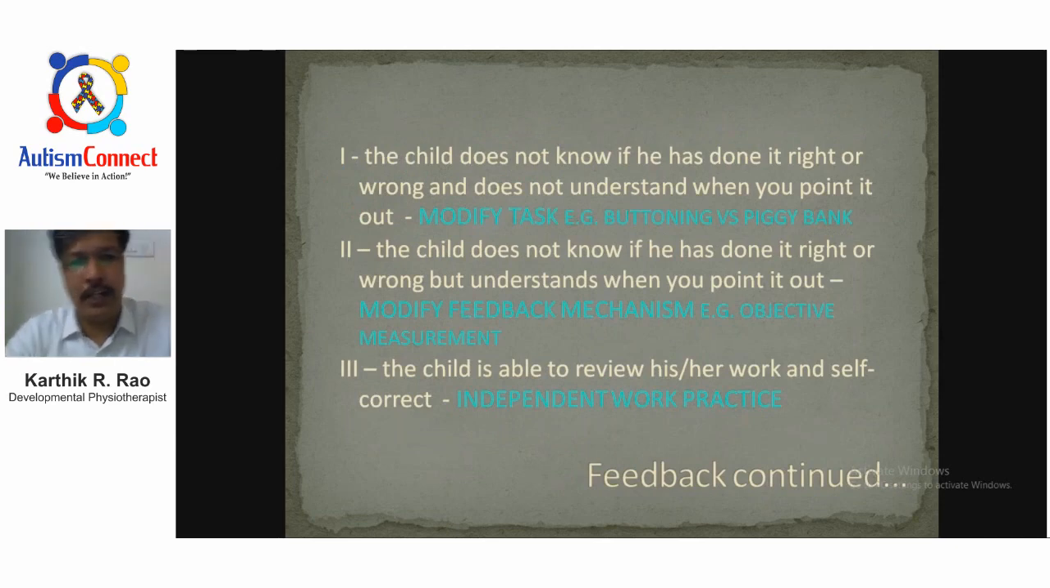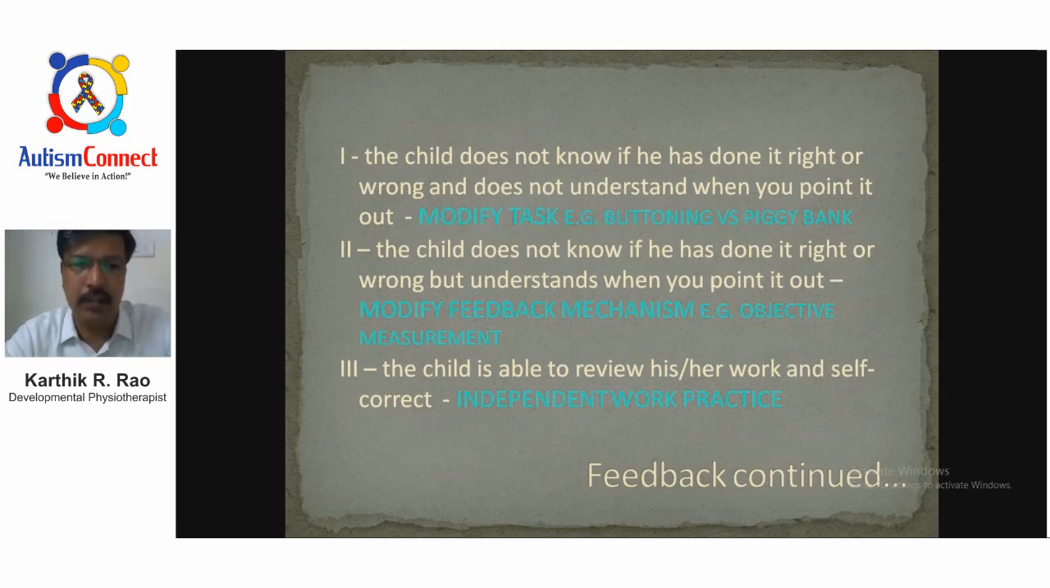So I always try to see at which level the child is. I just try to put it into three levels. In the first level, the child does not know if he has done it right or wrong, and does not understand when you point it out. You're saying that this is wrong, but he's not sure. You always tell the child look down, concentrate, and all those are high-fi words. And then you see that the child is making the same mistakes again and again. It clearly tells you that the child has not understood the demands of the task.